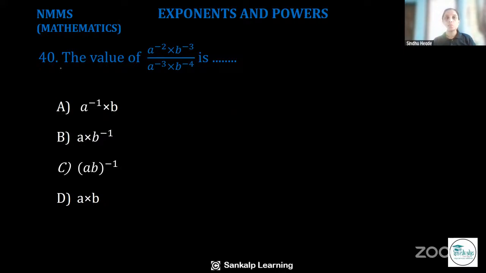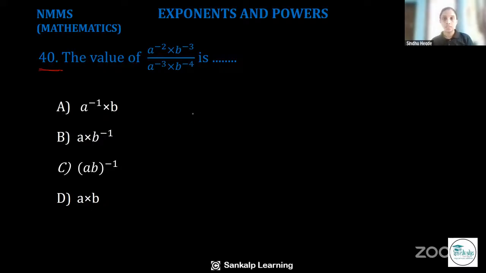Let us see question number 40 of the chapter Exponents and Powers. The value of a raised to minus 2 into b raised to minus 3 divided by a raised to minus 3 into b raised to minus 4 is dash. Option A, a raised to minus 1 into b. Option B, a into b raised to minus 1. Option C, ab whole raised to minus 1. Option D, a into b.